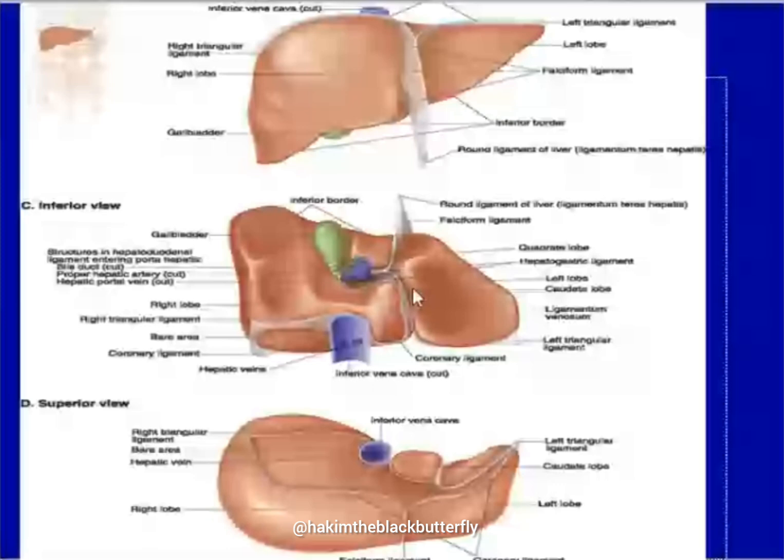This is the anterior surface, and above there, that is the superior surface, which you have magnified here. This is the superior surface. So this is showing us the inferior surface of the liver, which is below there. This is showing us the superior surface of the liver, which is above there. And then this is the anterior surface of the liver.